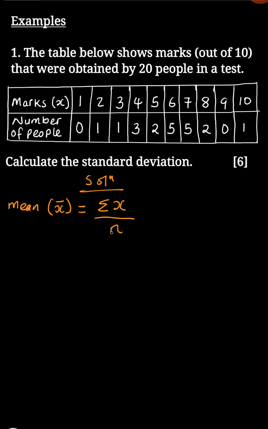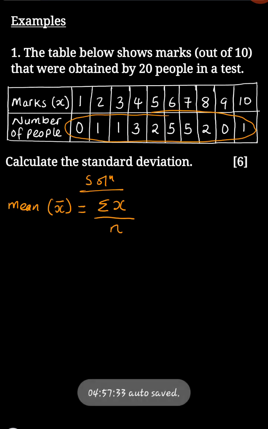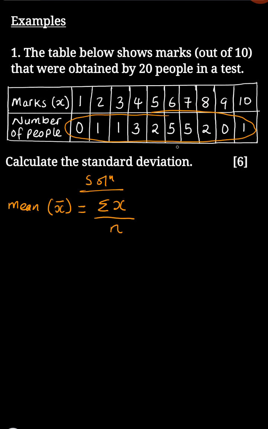Now, this N means the total frequency. The total frequency is always mentioned in the question, which is the total number of people, 20. But for you to find the total frequency, you must add these numbers here. So, N is the summation or the addition of the numbers in the bottom row. Using the direct method, this is what you must do to calculate the mean.